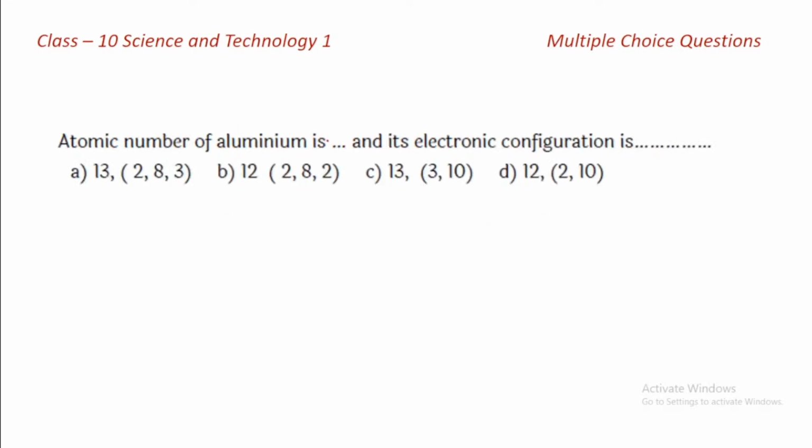The atomic number of aluminium is dot dot and its electronic configuration is dot dot. Four options are given. Atomic number 13 and electronic configuration is 283. Second option 12 and 282. Third option 13 and 310. Last option 12 and 210. The correct answer is option A. The atomic number of aluminium is 13 and its electronic configuration is 283. So option A is the correct alternative for this question.